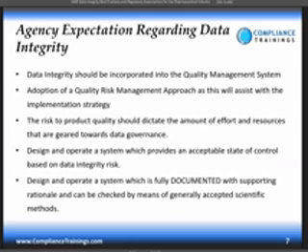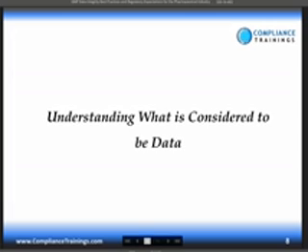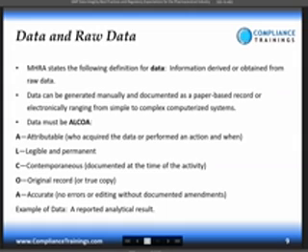Agency expectation is also that you design and operate a system which is fully documented. And that documentation should have the supporting information that says this is your rationale for the things that you're doing. Also can be checked by means of generally accepted scientific methods. So understanding what is considered to be data.